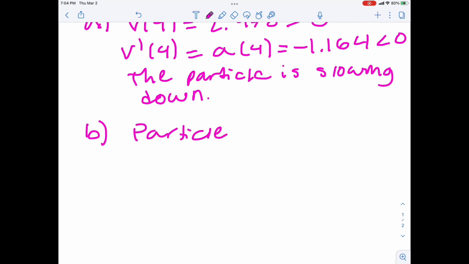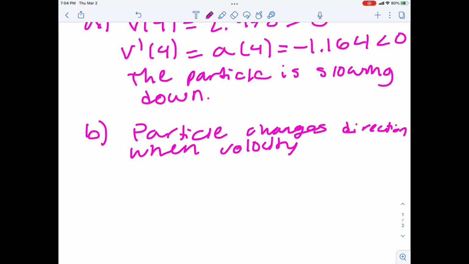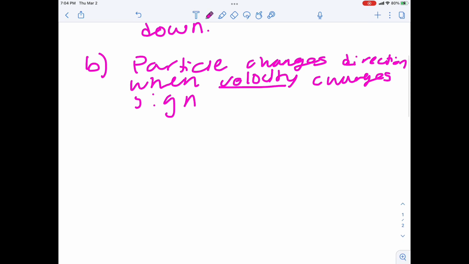So particle changes direction when velocity changes sign. So what we need to do here is find out, well, when does the velocity change sign?